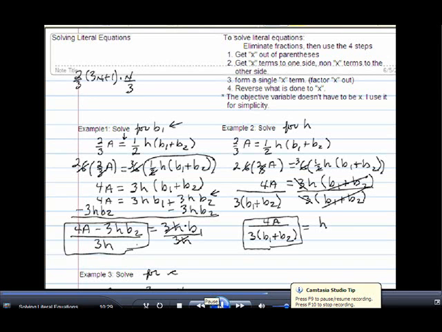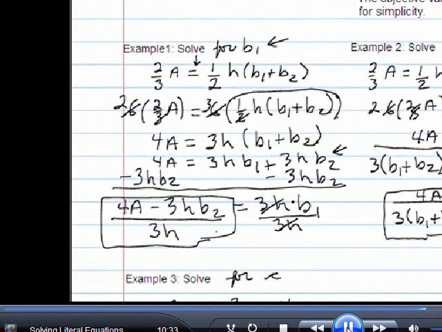Now let's take a look at the last one. In the last one, all the variables are in the denominator. We're asked to find for the variable c. Well, every single problem we're doing works the same. If you have fractions, the first thing you do is you get rid of the fractions.